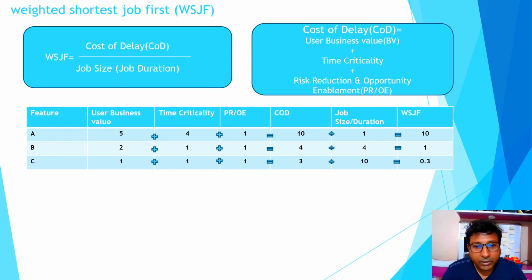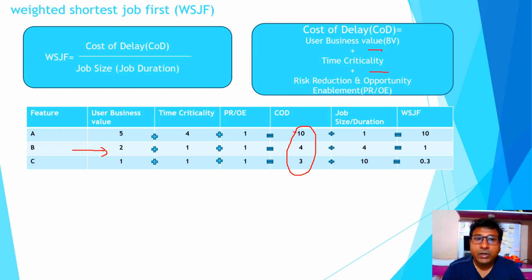Just a second, hold on. Okay, so similarly for B, it is given as 2, 1, 1. And the calculation is simple, as I mentioned. Here we have seen, this plus this plus this, these three are summed up to get the cost of delay. Based on the business value, time criticality, and RR and OE, we got the cost of delay for the three features. Now we have another parameter in our hand, that is the job duration.